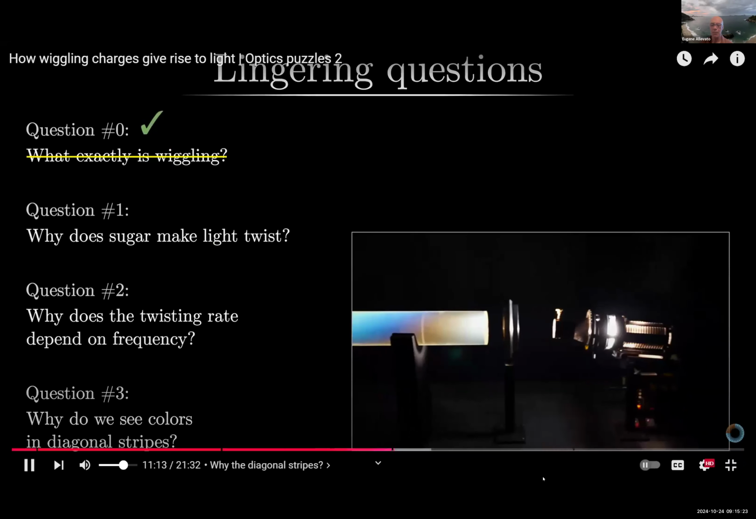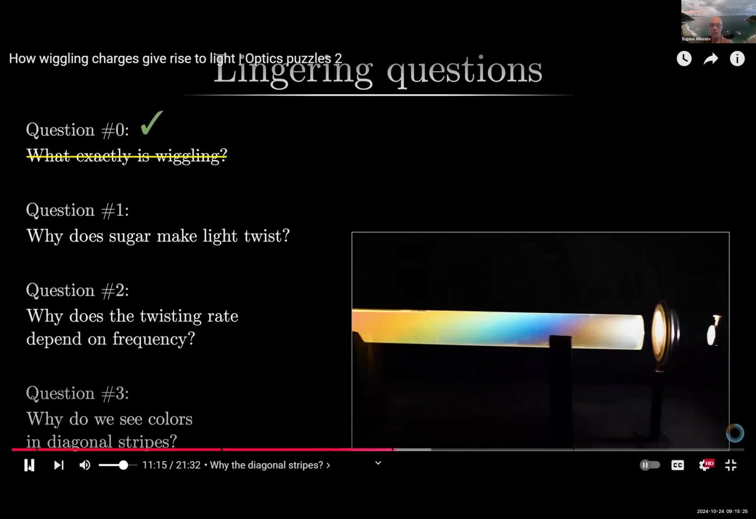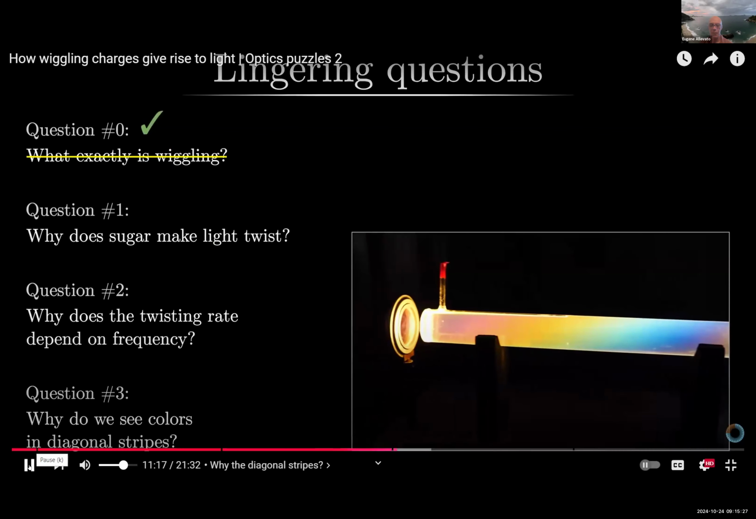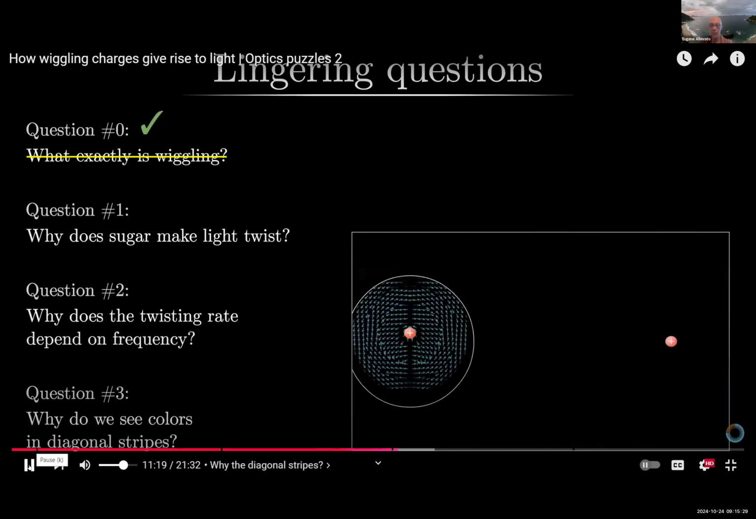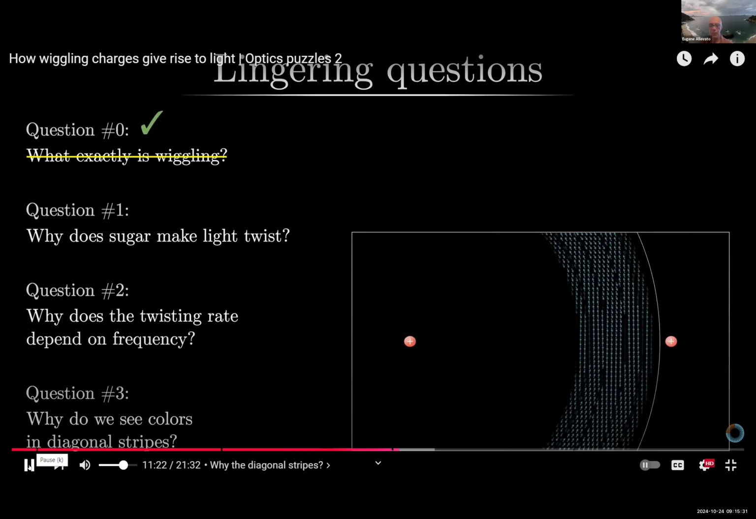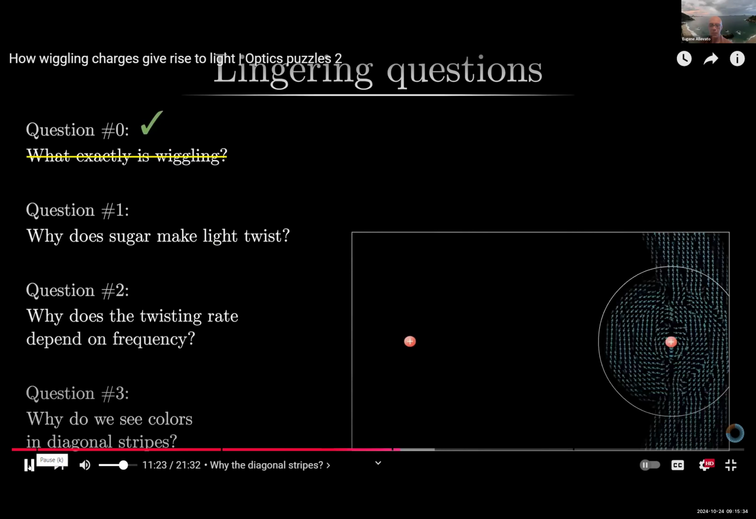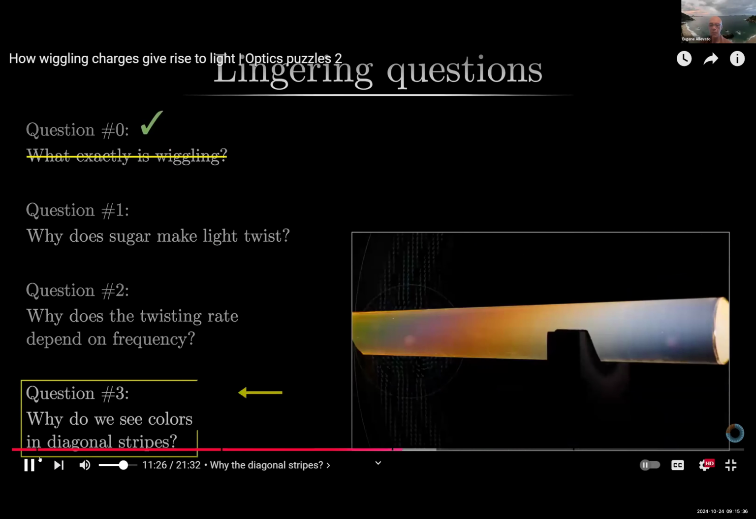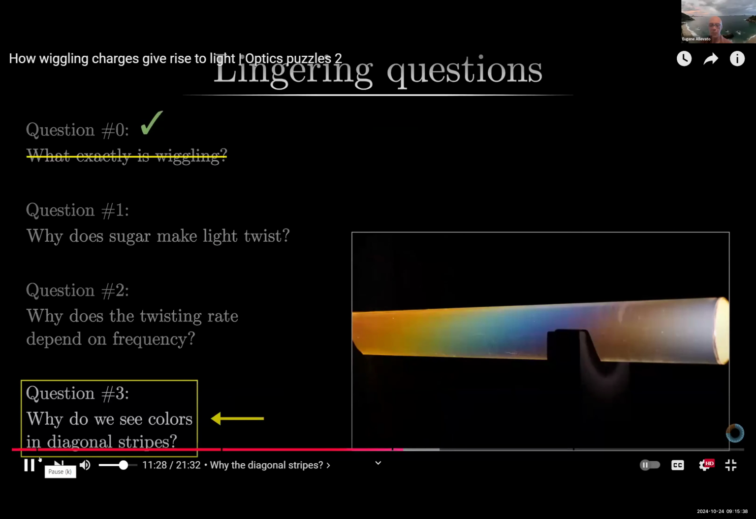But now let's turn back to our demo and see how we can build up an intuition for some of our key questions, starting from this very basic premise that shaking a charge in one location causes a shake to another charge a little bit later. And let's start by actually skipping ahead to question number 3. Why do we see the diagonal stripes?